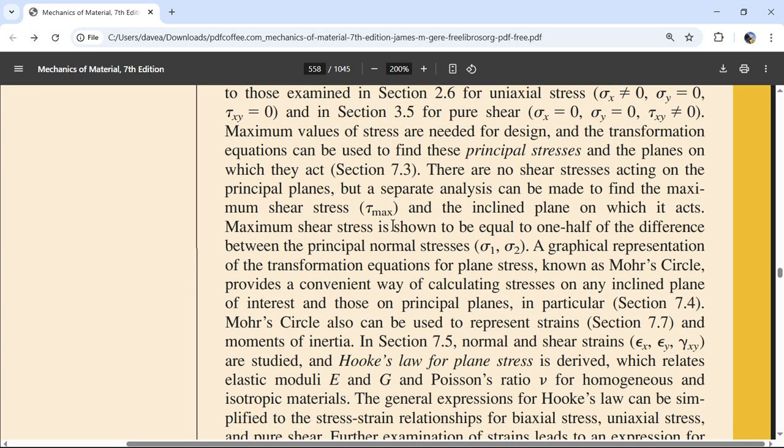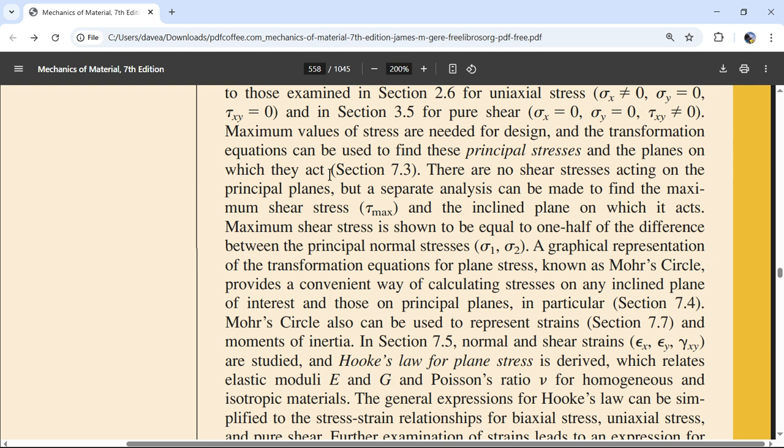Chapter 7, it's crazy. All right, maximum values of stress are needed for design. Again, maximum values. We're just interested in the max PSI in shear, compression, or tension, and we're going to relate those to how much the material can withstand. Steel, we just said, can only take 29,000 PSI in shear, but it can take double that in compression and tension. So these are needed for design. And the transformation equations can be used to find these principal stresses and the planes on which they act.